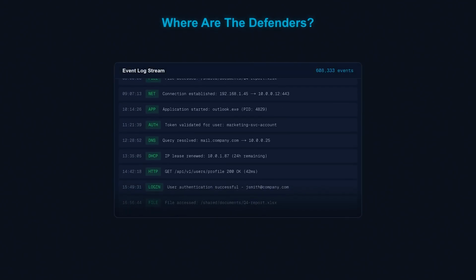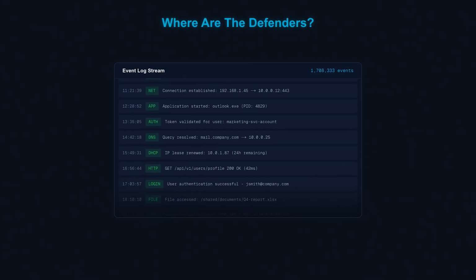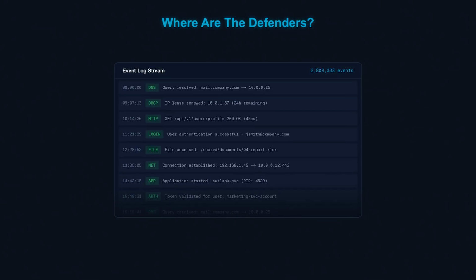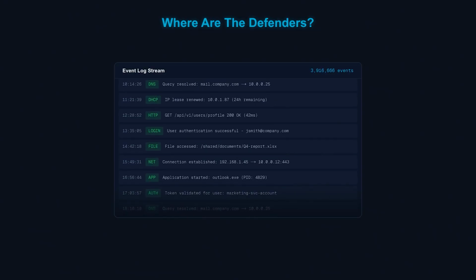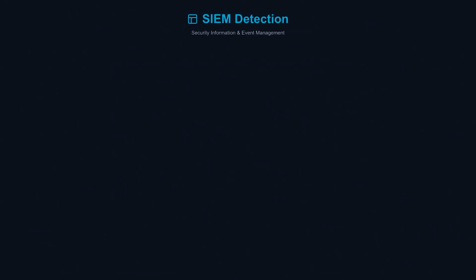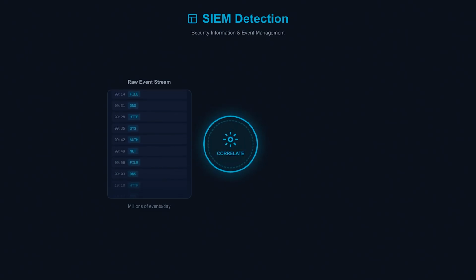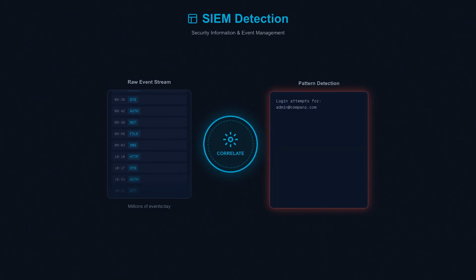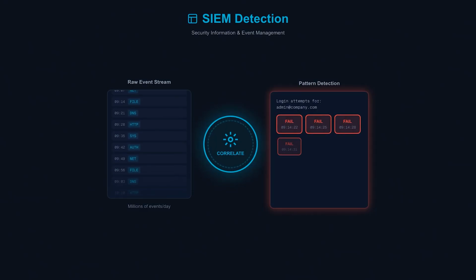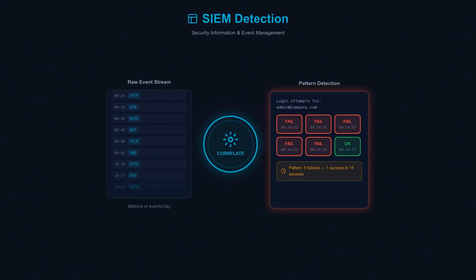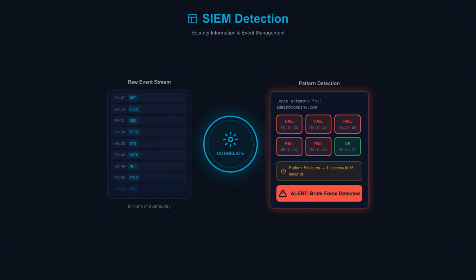Where are the defenders during all this? Trying to find needles in a haystack. A typical corporate network generates millions of log events per day. Logins, file accesses, network connections, application events. Most are legitimate. Defenders use SIEM systems, Security Information and Event Management, to aggregate these logs and correlate events. They write rules to detect suspicious patterns. Multiple failed logins followed by a success might indicate password guessing. Connections to known malicious IP addresses trigger alerts. Unusual data transfers get flagged.